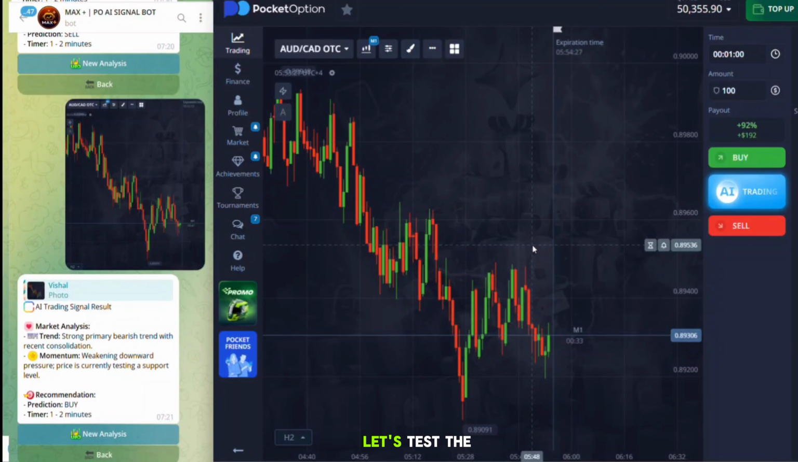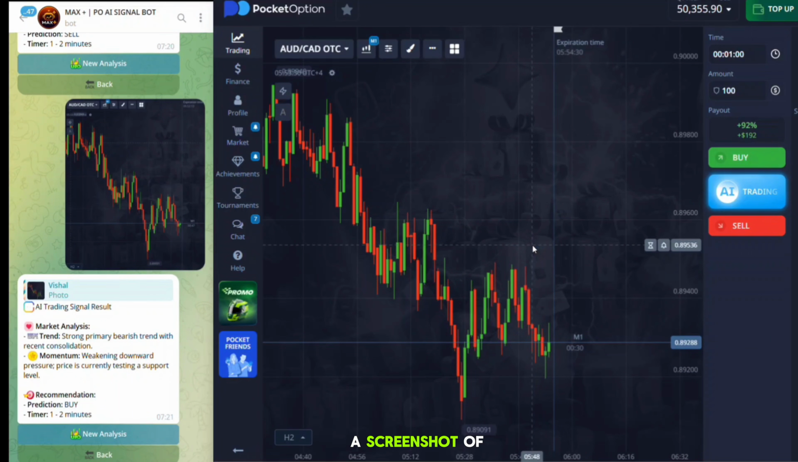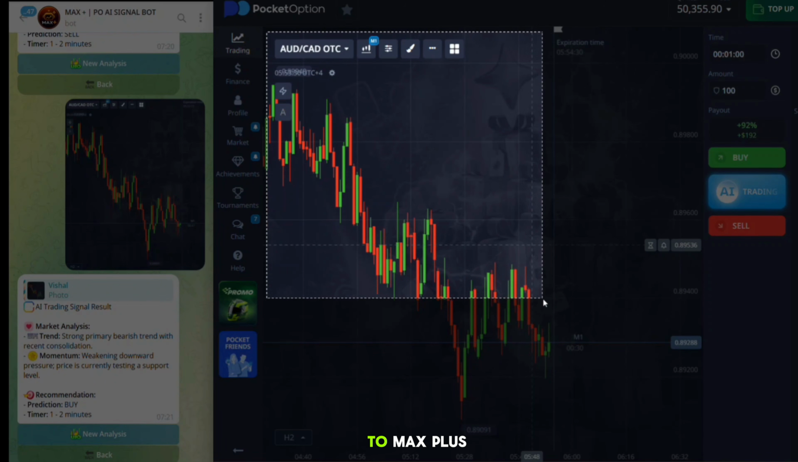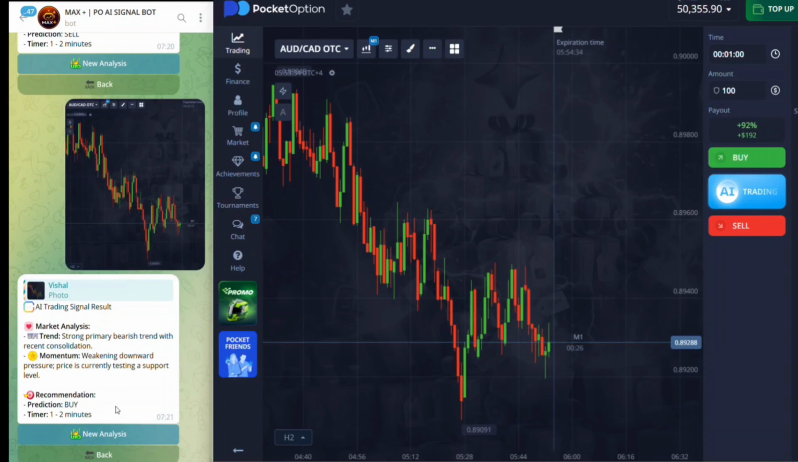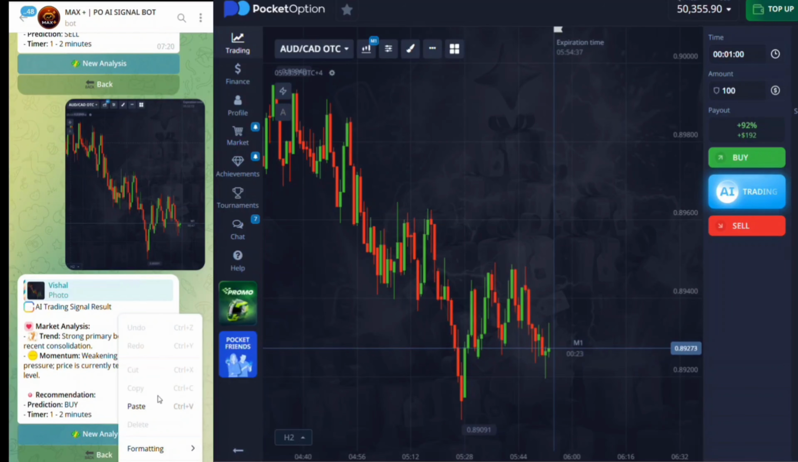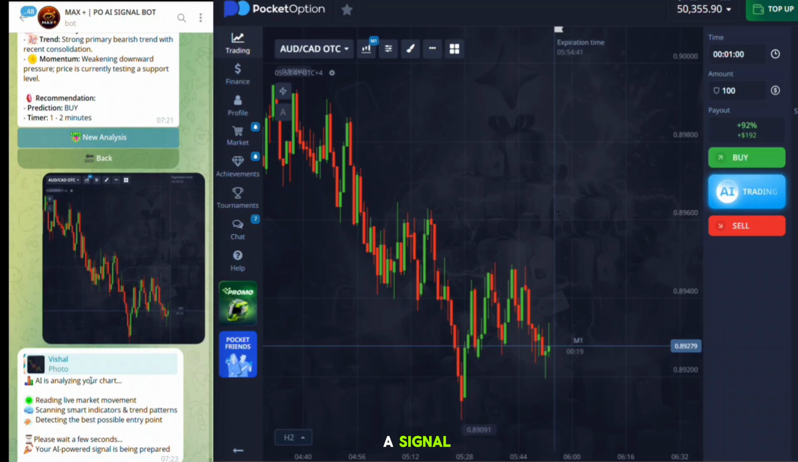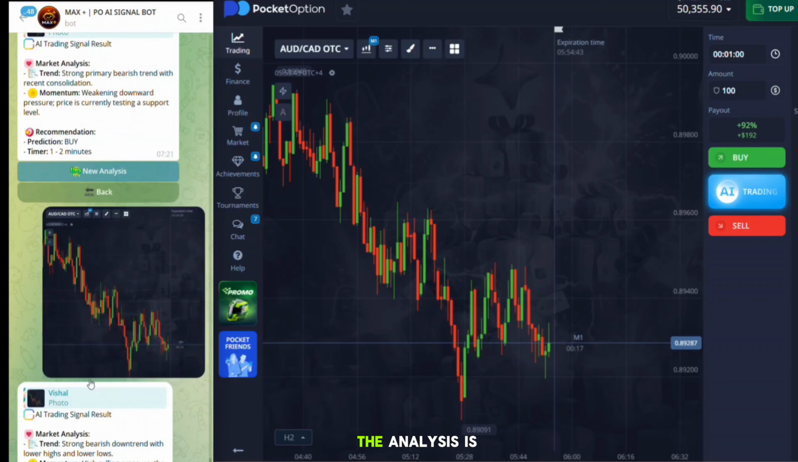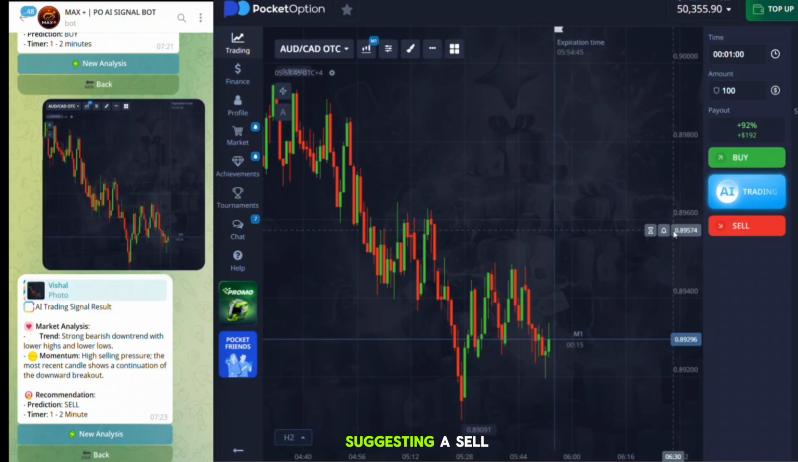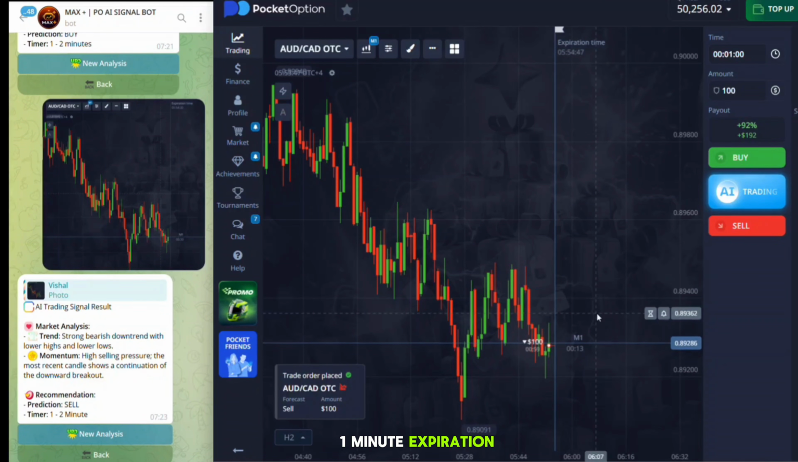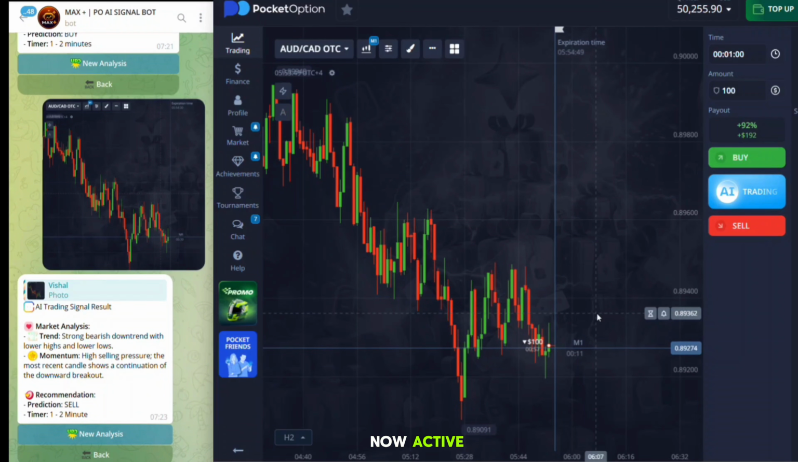Let's get started. Let's test the bot. First, I'll take a screenshot of the Pocket Option chart and upload it to Max Plus Bot. The bot is now analyzing the chart and generating a signal. The analysis is complete. The bot is suggesting a sell trade with a 1-minute expiration time. The trade is now active.